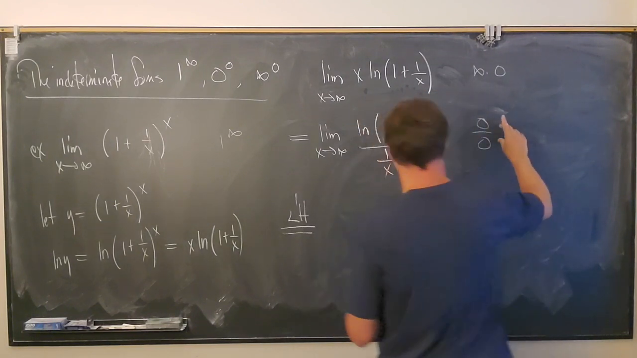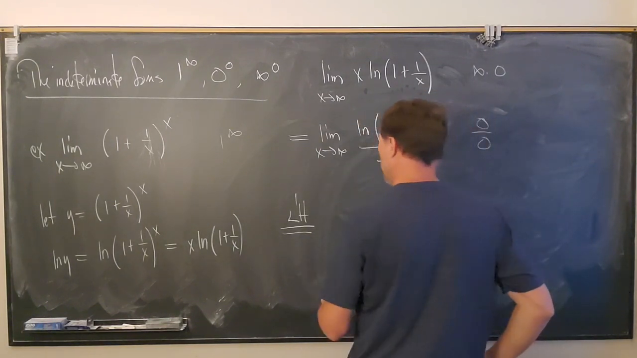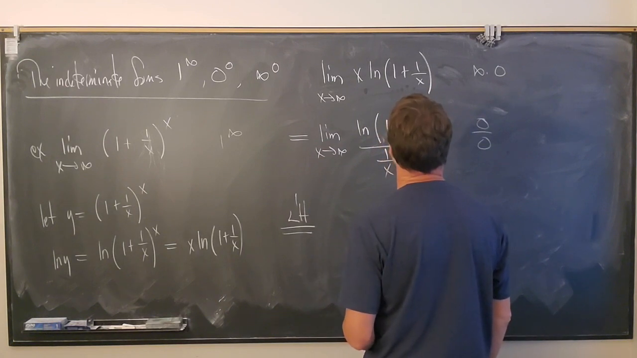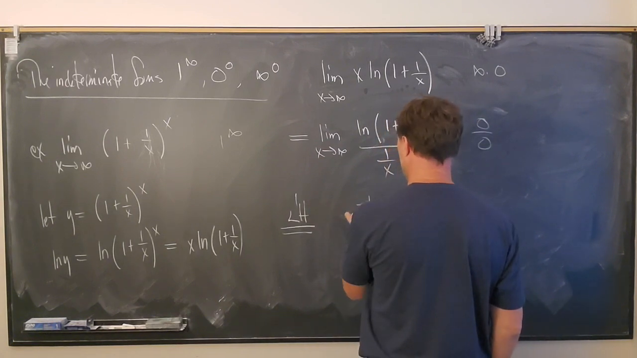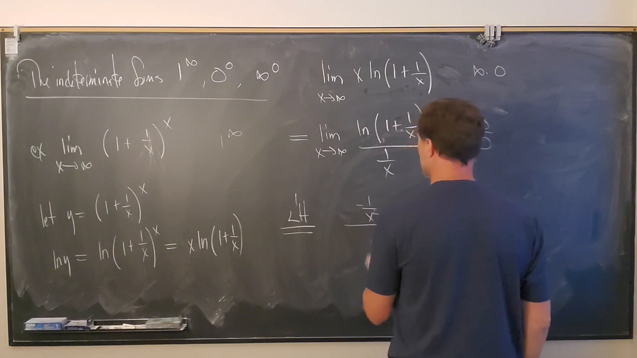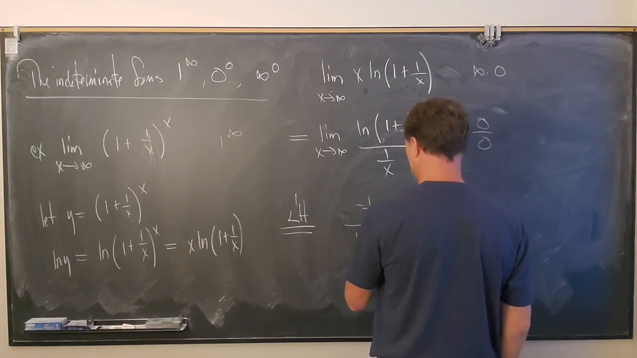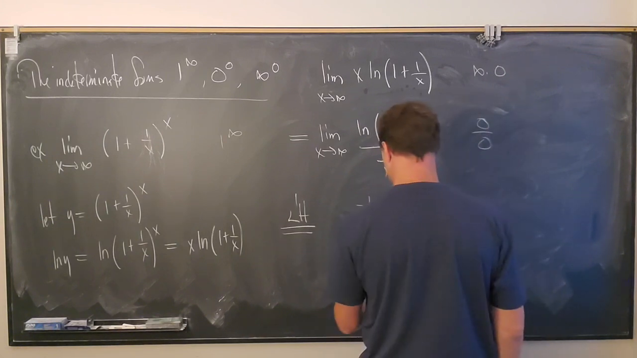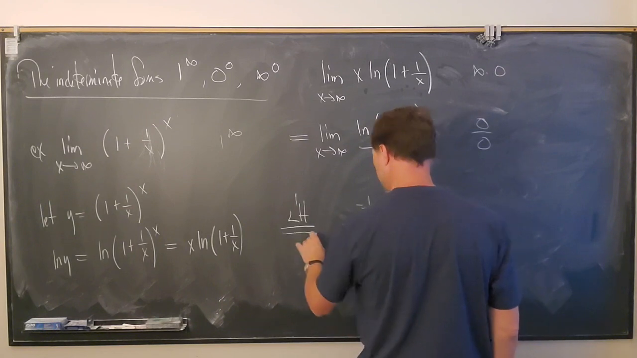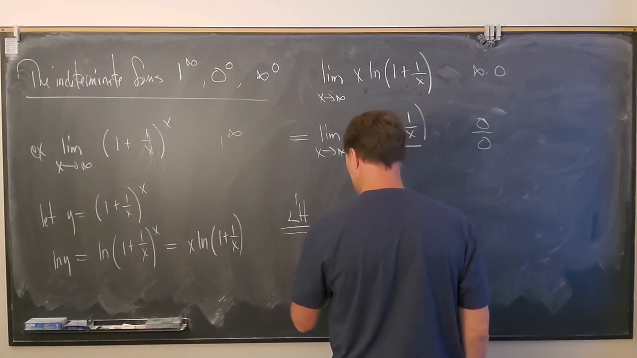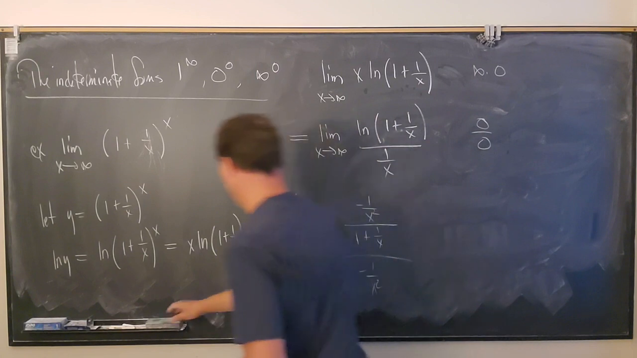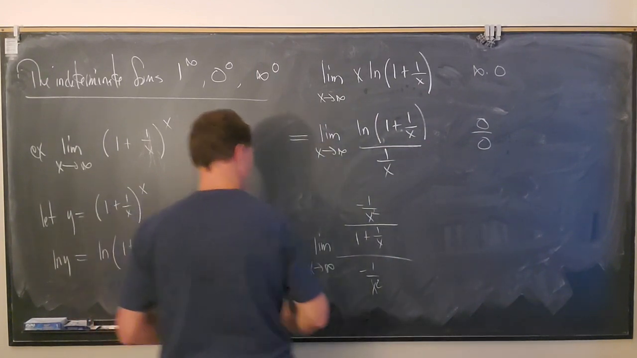And now I can. I've got a 0 over 0. And so when I take the derivative of the top, I'm going to get a negative 1 over x squared divided by 1 plus 1 over x. And then in the denominator, I get a negative 1 over x squared. And I forgot to write my limit here. This is the limit as x goes to infinity. Let me straighten things out here.